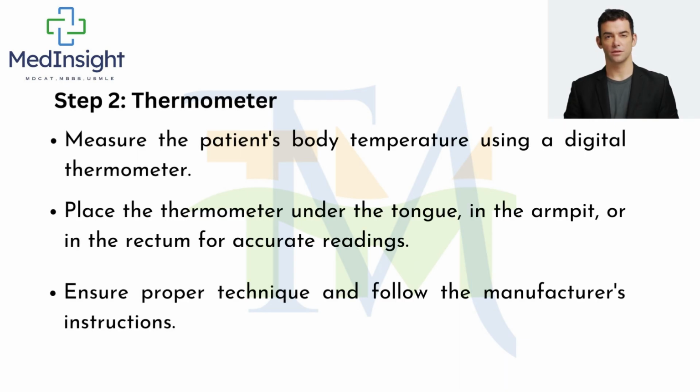Welcome back, viewers. In our journey to diagnose a fever quickly using medical tests, we have arrived at step 2, thermometer. To assess a patient's body temperature accurately, we employ a digital thermometer. This handy device provides precise measurements crucial for an accurate diagnosis. To begin, place the thermometer under the tongue, in the armpit, or in the rectum. These locations ensure reliable readings.